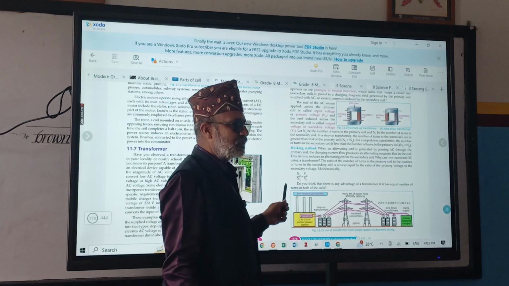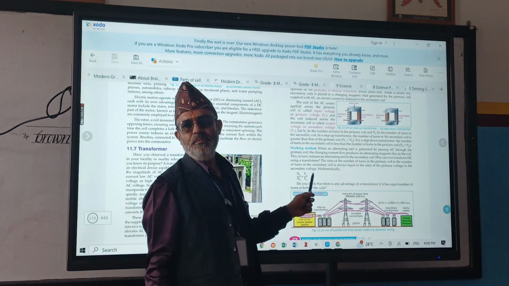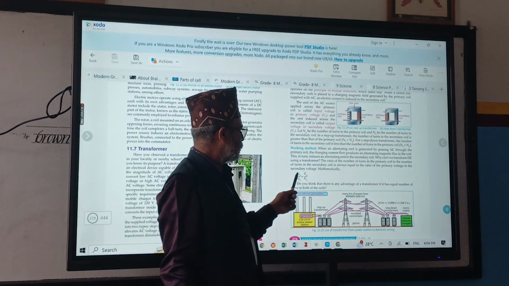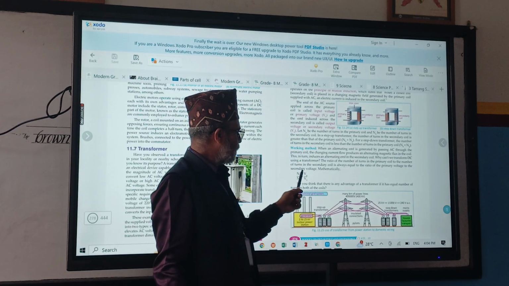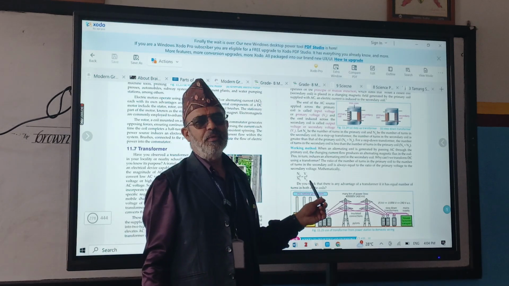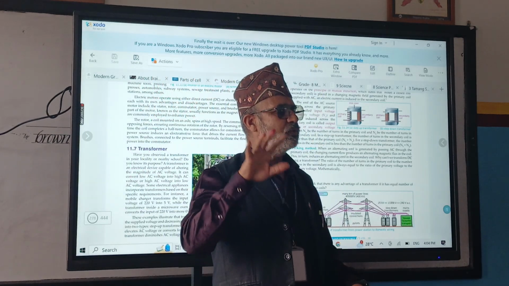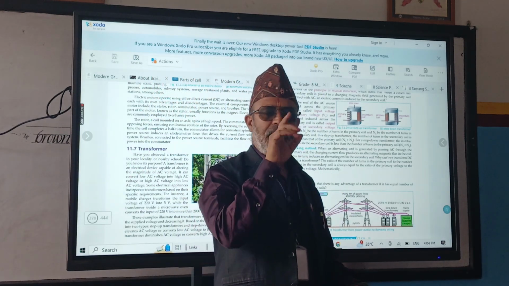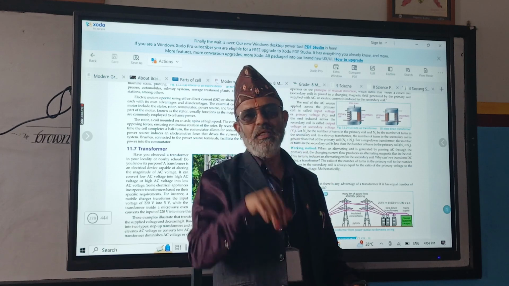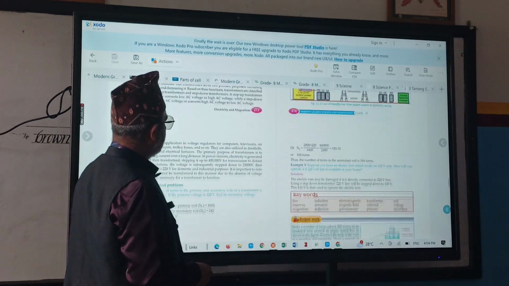NP is the number of turns in the primary coil, NS the number of turns in the secondary coil, VP the primary voltage, VS the secondary voltage. This relation you have to remember: NP by NS equals VP by VS. N on the left hand side, V on the right hand side, P and S. Very simple. One numerical problem is given. What is the numerical problem?